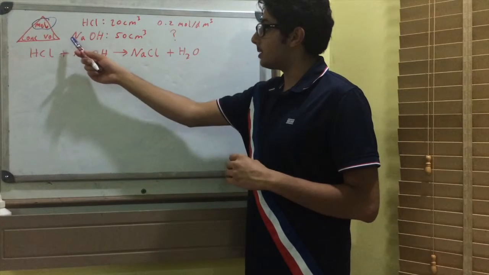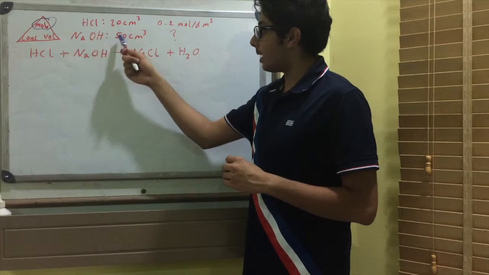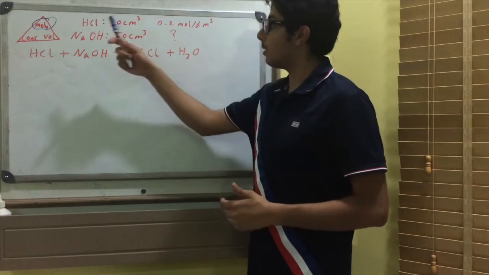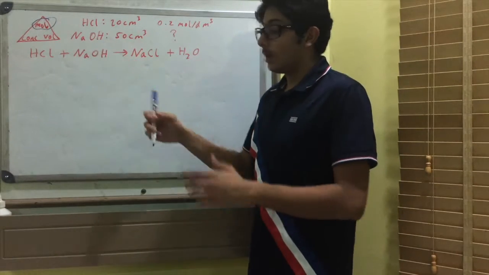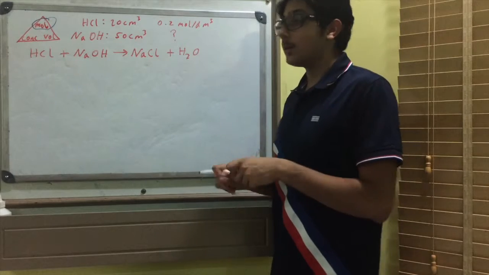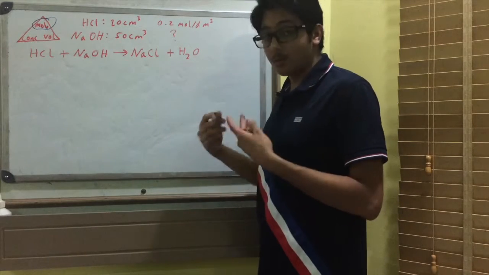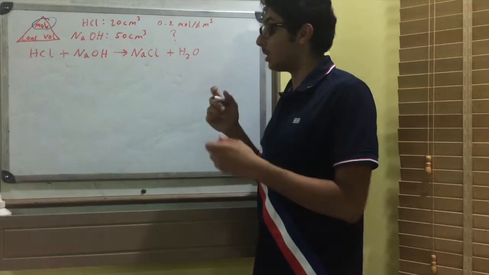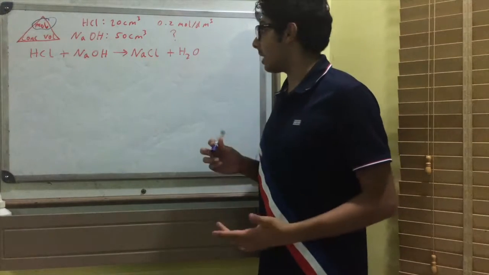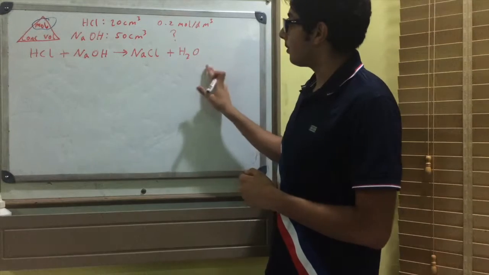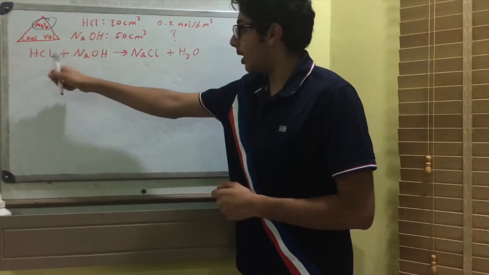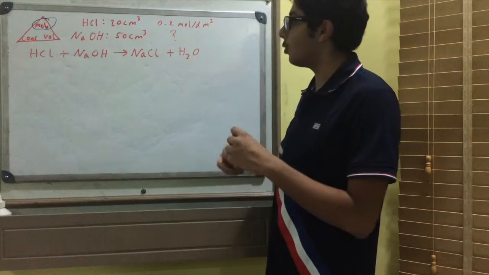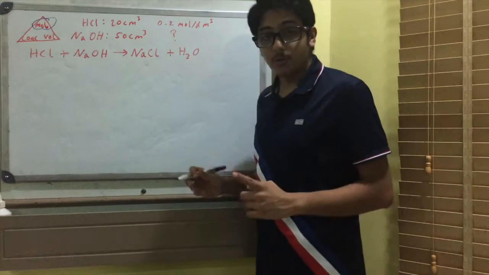It neutralizes sodium hydroxide at a volume of 50 centimeters cubed. We need to work out the concentration of sodium hydroxide. Now you probably noticed that most of the questions, in fact all of the questions, are asking you about concentration, and that is actually all they will ask you in your exam. So, here's our equation. Hydrochloric acid plus sodium hydroxide gives you sodium chloride plus water. What do you do first?